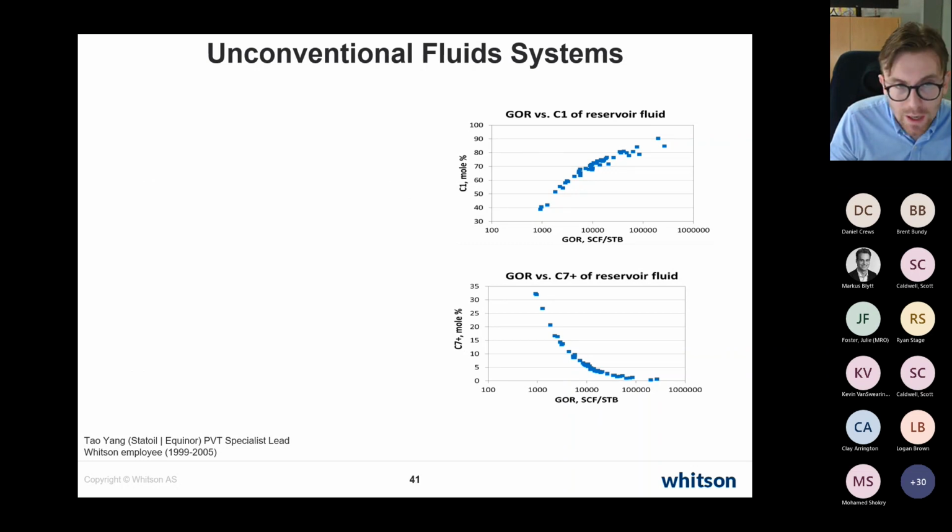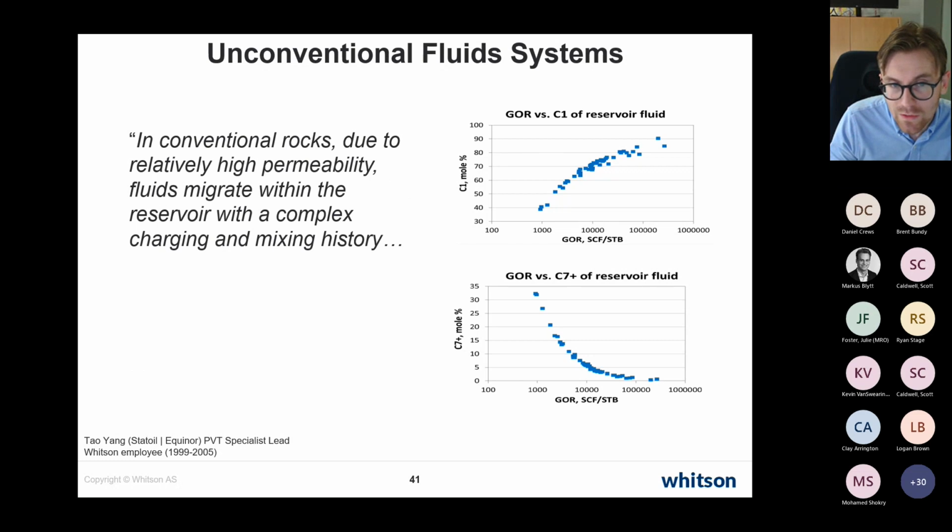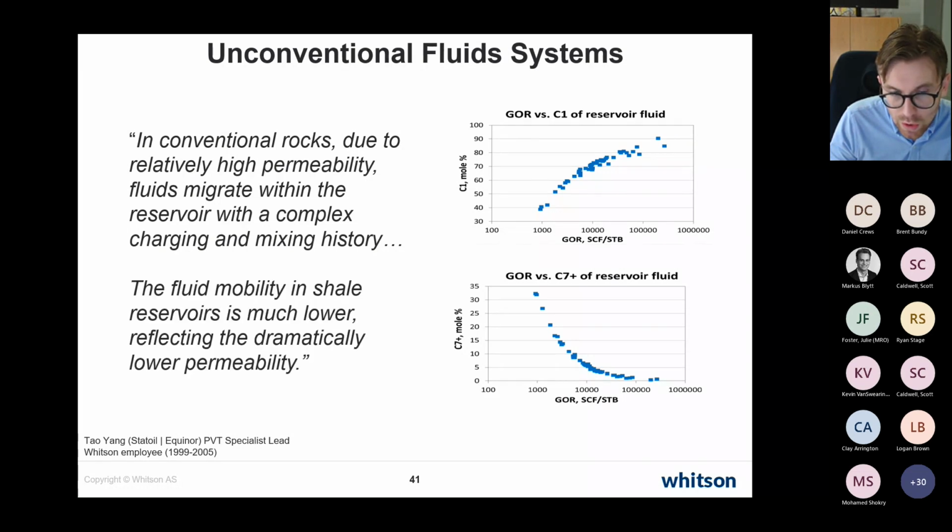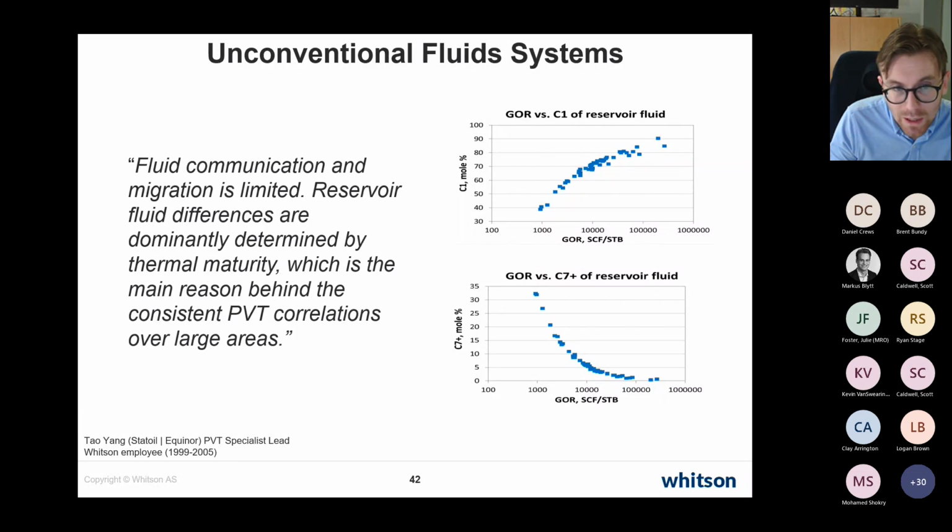conventional reservoirs. In conventional rocks, due to relatively high permeability, fluids migrate within the reservoir with a complex charging and mixing history. The fluid mobility in shale reservoirs is much slower, reflecting the dramatically lower permeability. Fluid communication and migration is limited, and reservoir fluid differences are dominantly determined by thermal maturity, which is the main reason behind the consistent PVT trends and correlations over large areas.